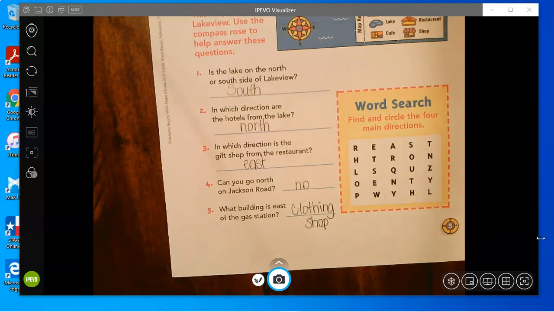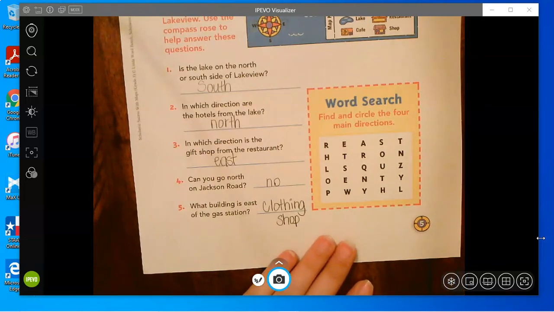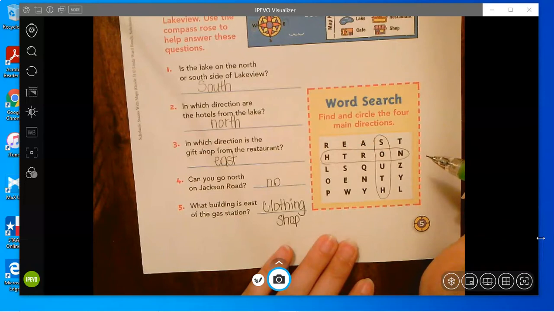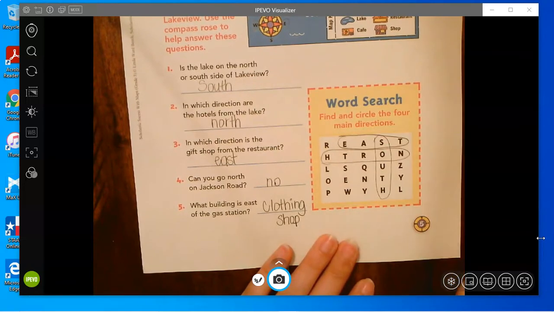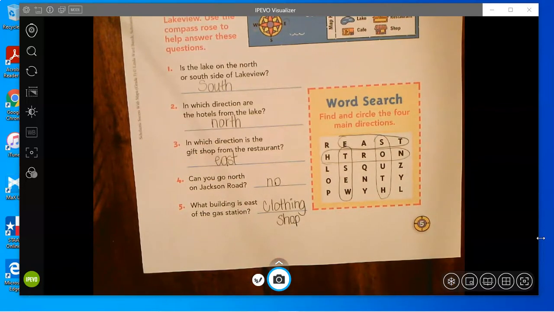All right. Oh, and we'll do this little word search. It says find and circle the 4 main directions. So I'm looking for north. Oh, here's south. Here's north. Here's east. And here's west.